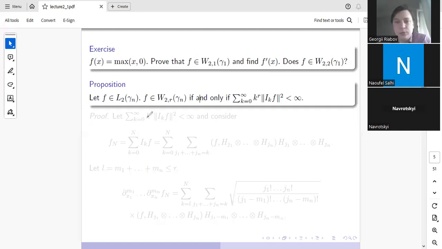When p is equal to 2, we can give a necessary and sufficient condition for when a function belongs to the Sobolev space W_2^r. A square integrable function belongs to W_2^r if and only if the following series converges: the sum over k of k to the power r times the squared L2 norm of the kth projection of f.